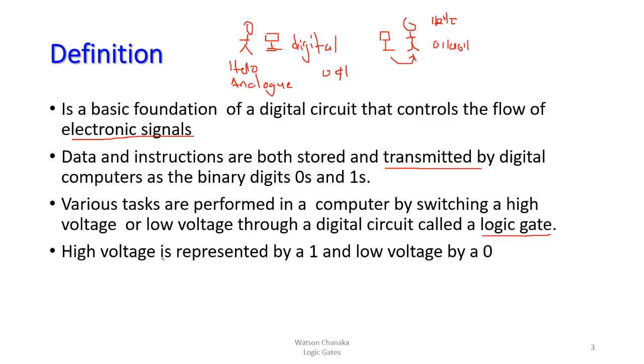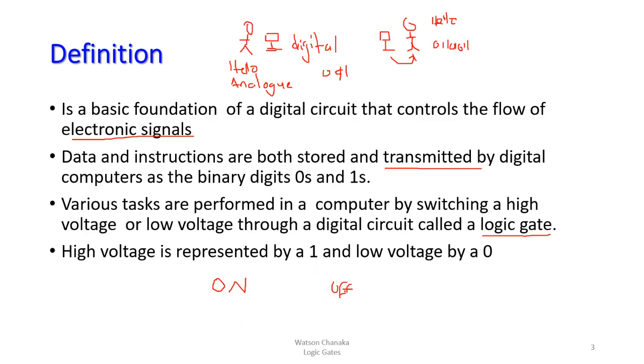High voltage is represented by a 1 and low voltage is represented by a 0. In other words, 1 is represented as on and 0 is represented as off. This is what happens inside the computer. There are only two values which can be taken by input or output, which are 1 and 0, or on and off.